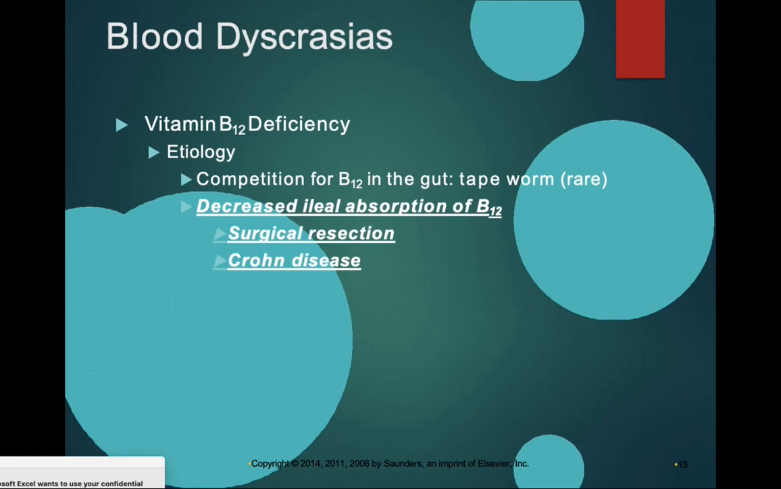Okay, there are some tapeworms that can also compete with the B12 in the gut. They're rare, but it's something to consider when all else fails. We already mentioned the decreased ileal absorption of B12. We spoke briefly about surgical resections, when parts of the stomach are tampered with, or even parts of the intestines that have to be removed, as seen with Crohn's disease.